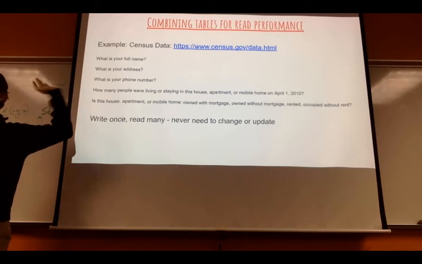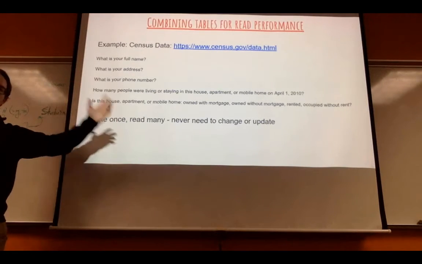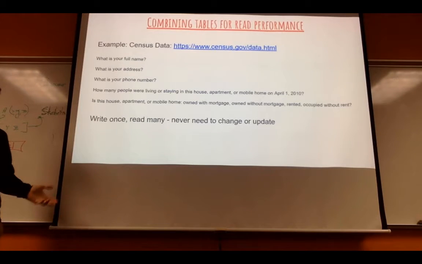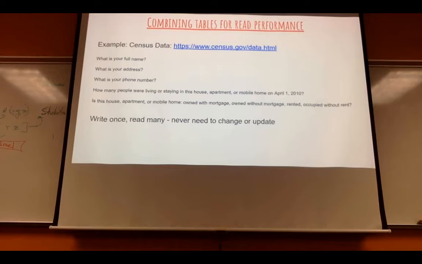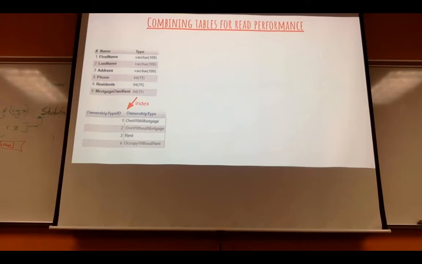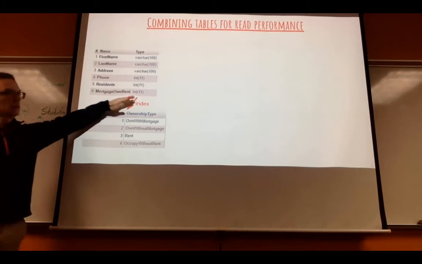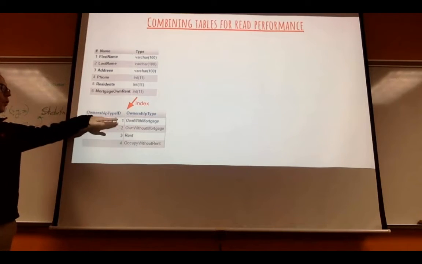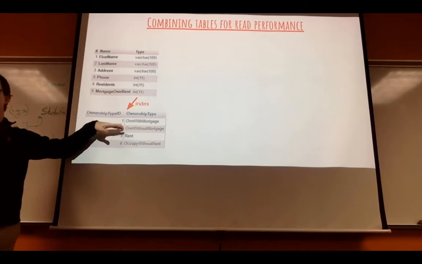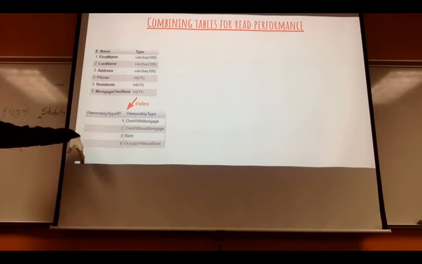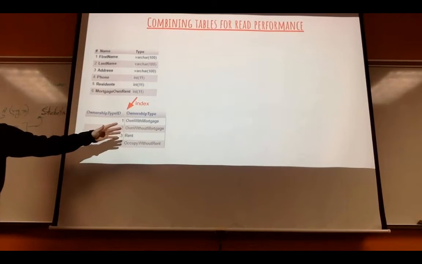They're just going to write it all once, and they're interested in large trends in the data, right? So you don't need to have fully normalized tables, right? You don't need to have mortgage own rent with a separate table, one for owned with mortgage, two owned without mortgage, three, because this data is never going to change.